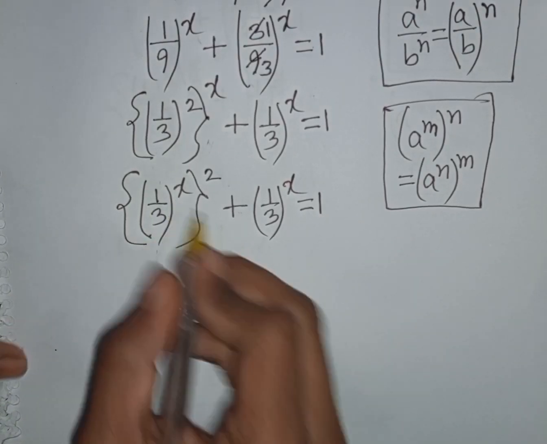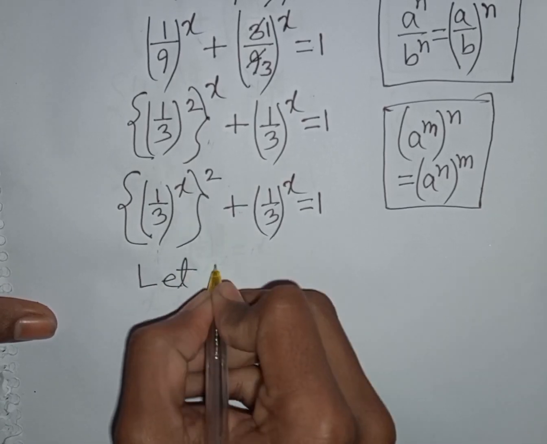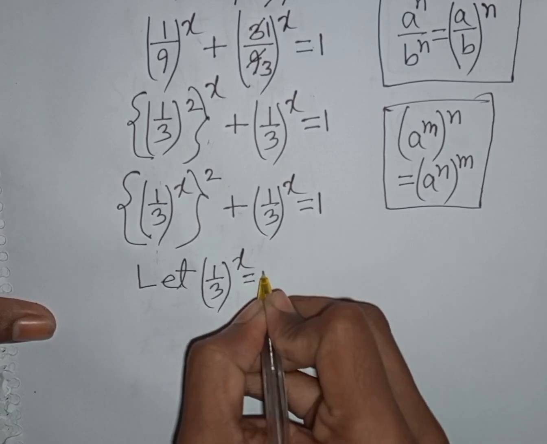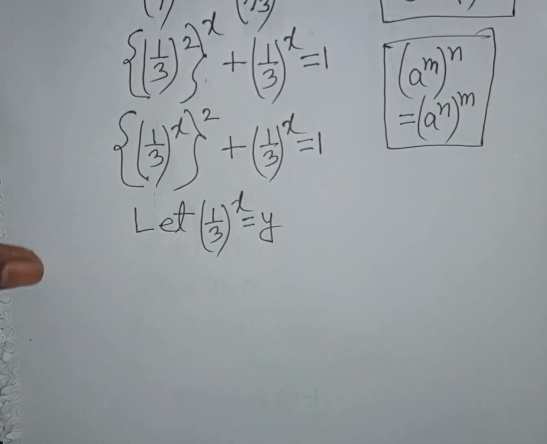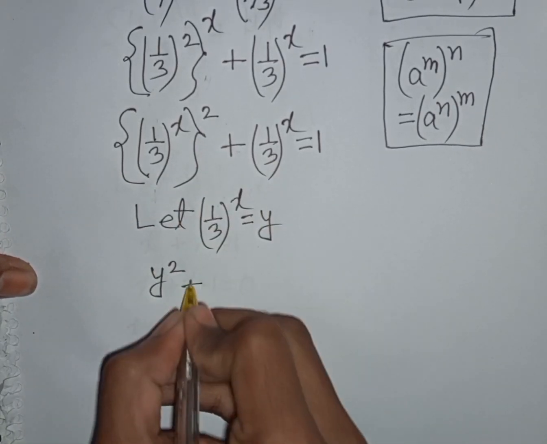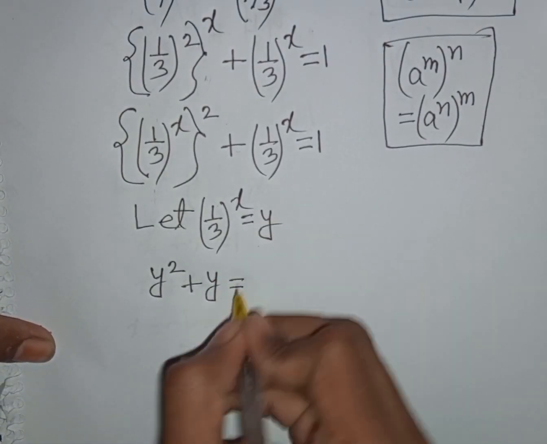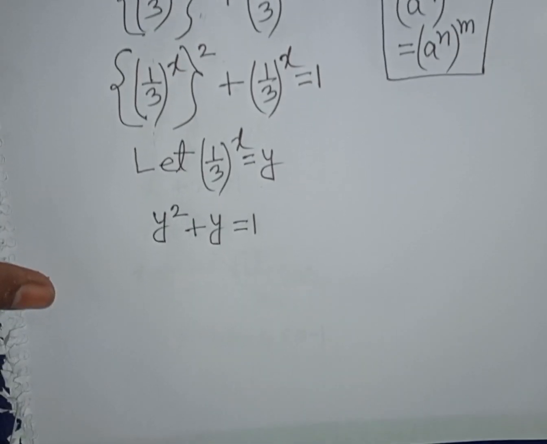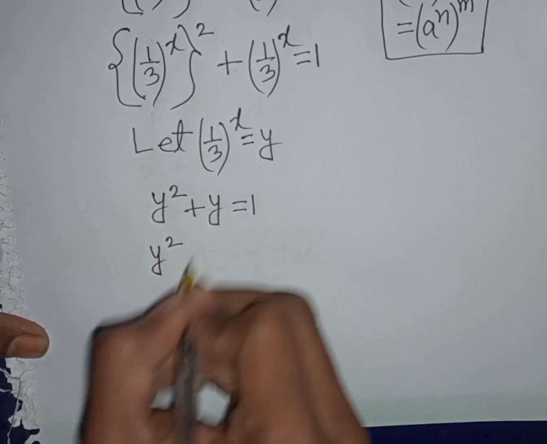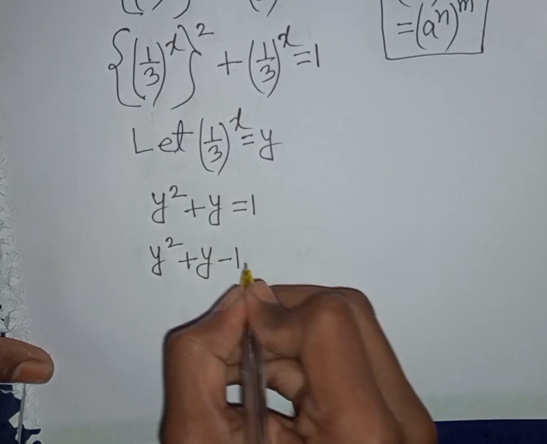Now we see 1 by 3 bracket power x, 1 by 3 bracket power x, both terms are the same. So let 1 by 3 bracket power x be substituted by y. So our equation will be y square plus y is equal to 1. Now we can write here y square plus y, then this plus 1 take to the left side, so this will be minus 1, is equal to 0.